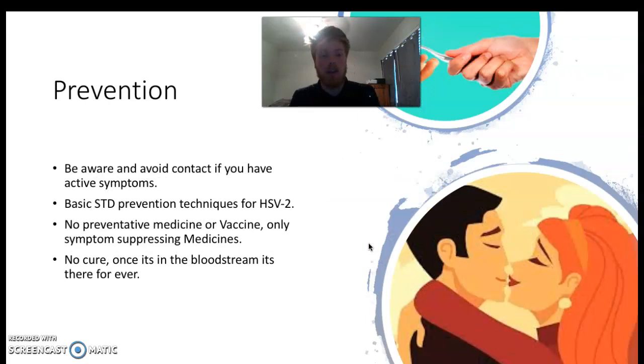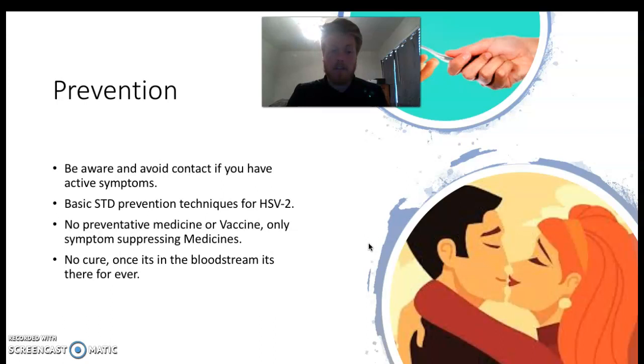Well, prevention right here. Be aware and avoid contact if you have active symptoms. That's the number one way. That's the best way to prevent the spread of herpes, HSV1 and HSV2. It's very common. A lot of people have it. The best way to prevent it is just to be aware and know that if you're having an active flare-up of blisters and whatnot for HSV1 or HSV2, to avoid contact with people.